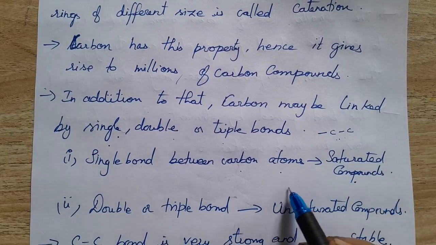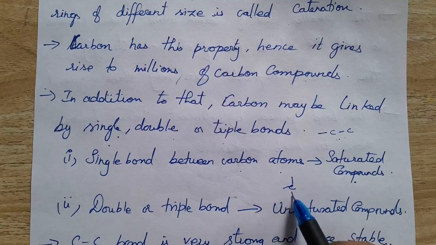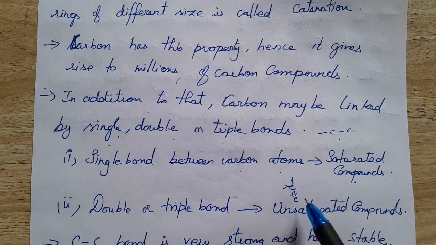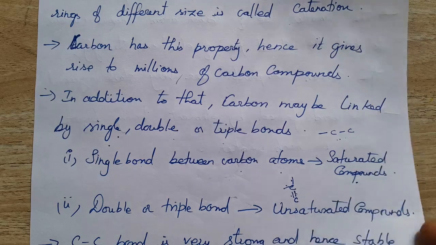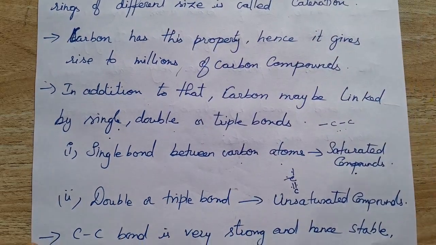In graphite also we have seen that one carbon is attached to three carbons. Here one of them is connected to another carbon with a double bond. So all four valencies are satisfied, right? So a double or triple bond, we call an unsaturated compound, based on the bonding.